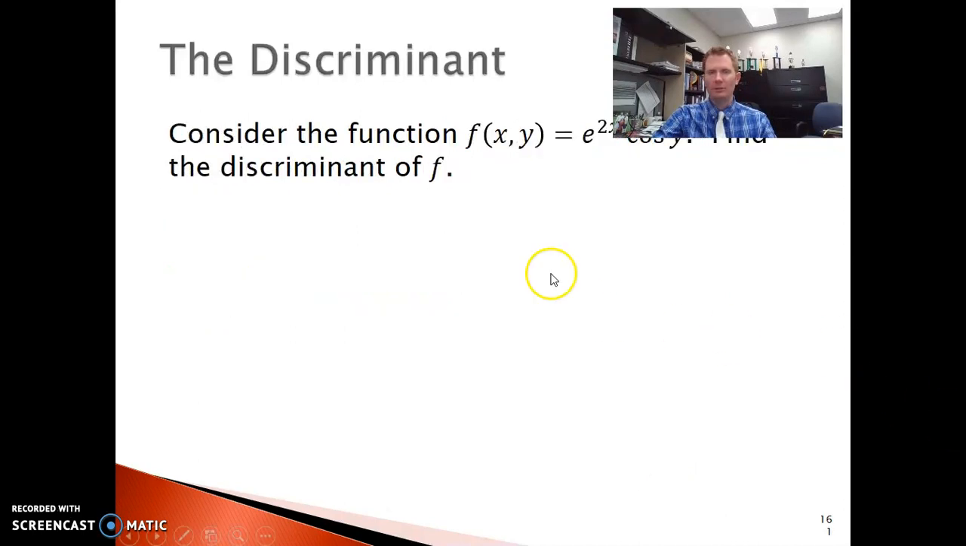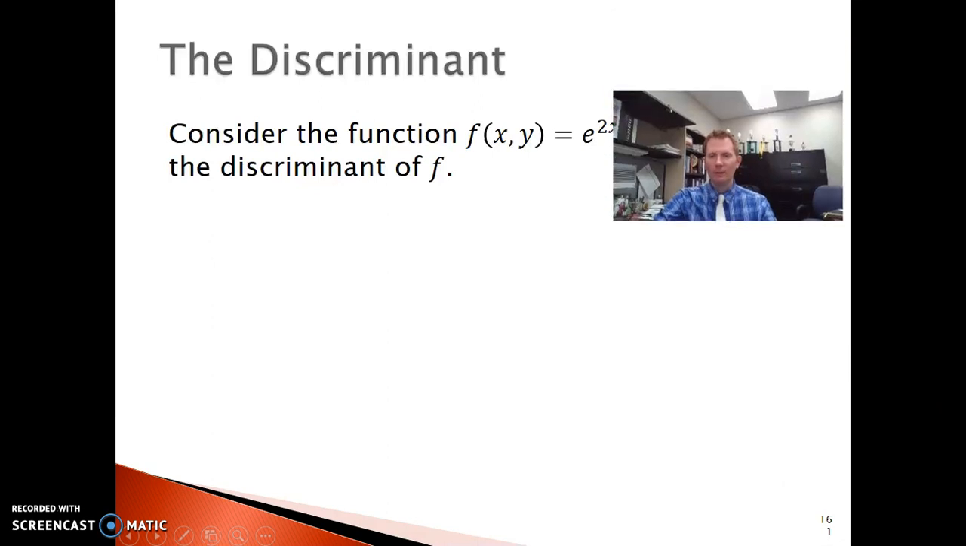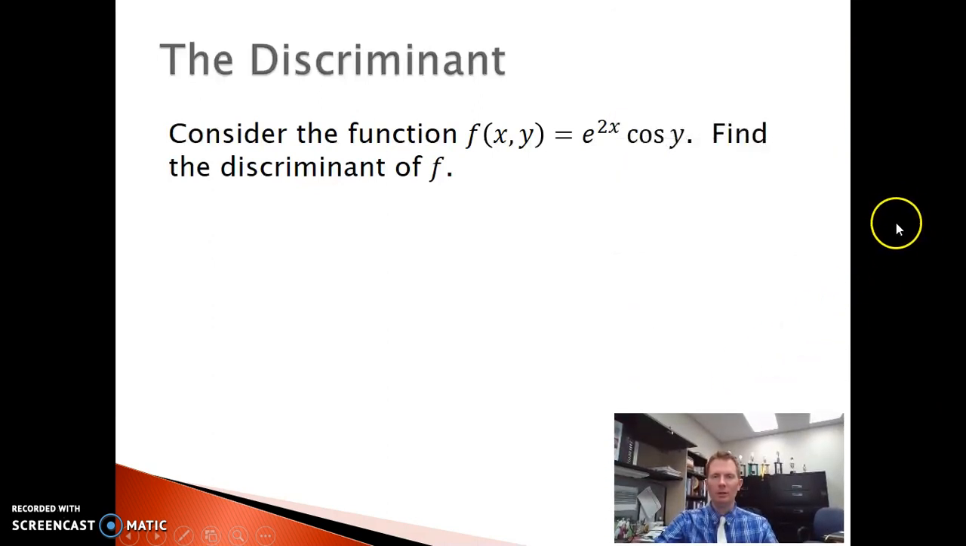So let's see if we can just find the discriminant. I'm going to move this down here. Hopefully that'll be a little better for seeing the problem listed here. So consider the function f of x y equals e to the 2x times cosine y. Our job is to find the discriminant of f.